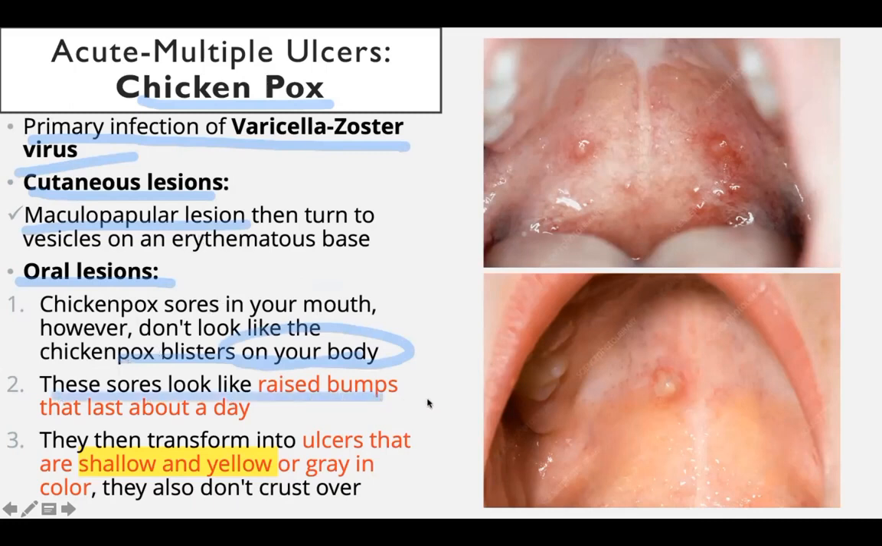These sores look like raised bumps. You see this? It looks like a raised bump that lasts about a day. After that, these bumps or lesions transform into ulcers, which are shallow and yellow or gray in color, and they don't crust over like the lesions of the body. They do not crust over. Okay.